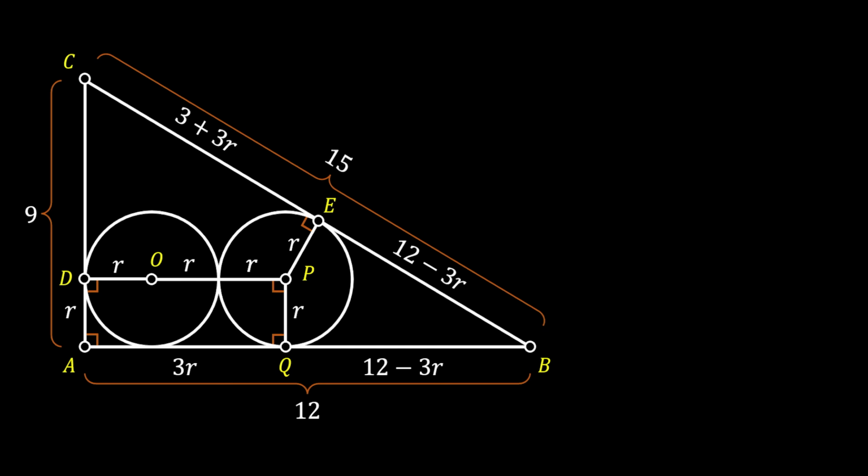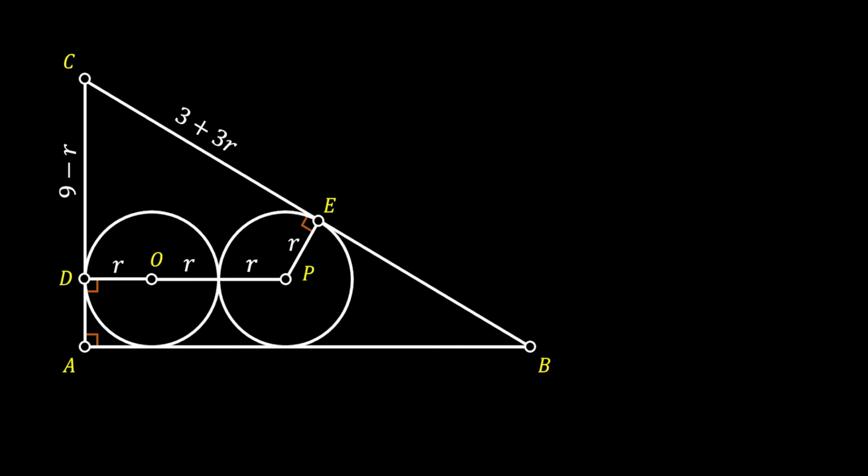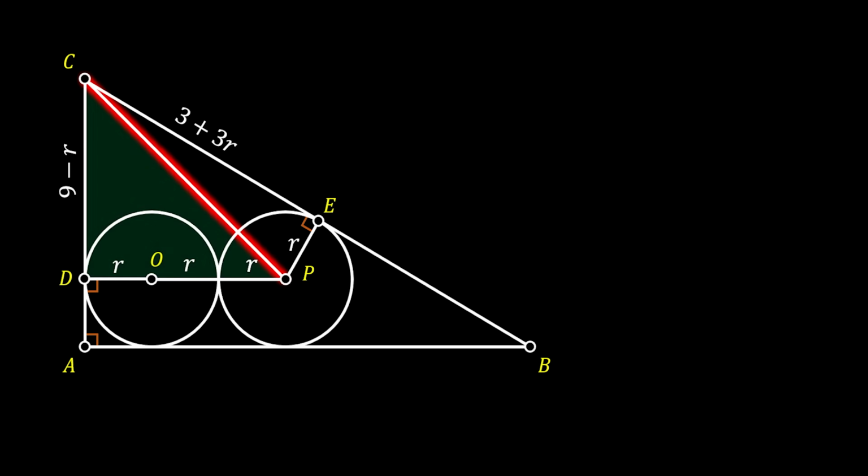Alright, so for the final time we will try to find the length of the line DC. As you can see, this line is equal to the difference between the height of the triangle CA and the segment DA. So we can substitute our values and we will get that the line DC must be equal to 9 minus r. So now let's pull a new line from the point C to the point P. And this line will form the right triangle DCP.